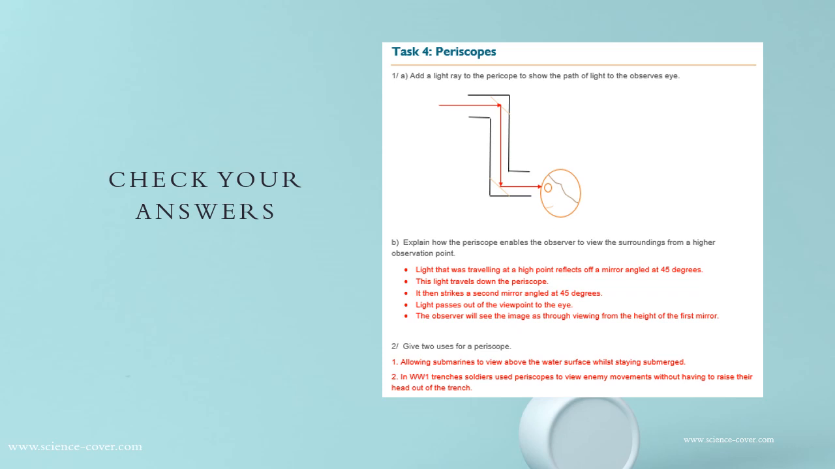Explain how the periscope enables the observer to view the surroundings from a higher observation point. We know the light that was travelling at a higher point reflects off the mirror, angled at 45 degrees. This light then travels down the periscope, strikes the second mirror, which is also angled at 45 degrees, and passes into the viewer's eyes. The observer will see the image as though viewing from the height of the first mirror.